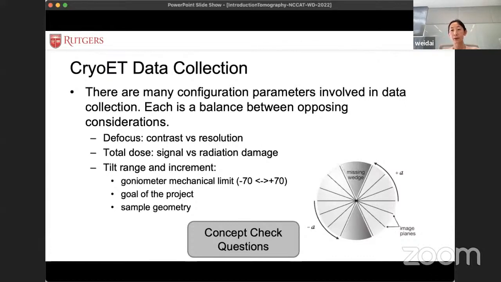Okay. You can just unmute and speak during the lecture if you have any question.